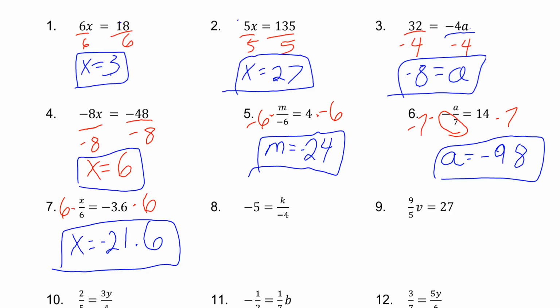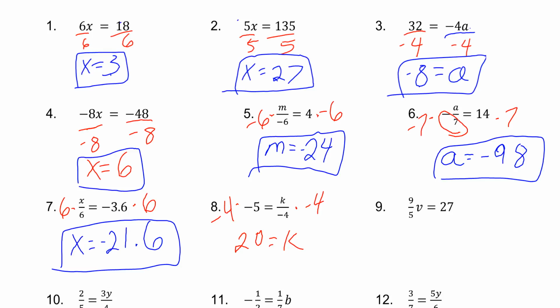Number 8. We got multiplication by negative 4 to get rid of this negative 4 in the bottom. So negative 4 times negative 5 is going to be positive 20 equals k. So let's see, does that actually work? We take the 20, plug it in for k.